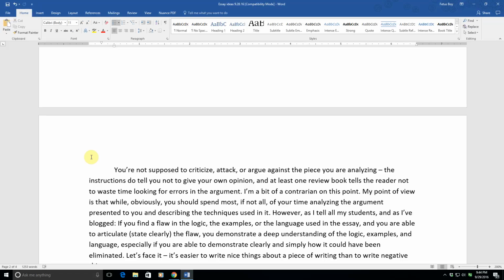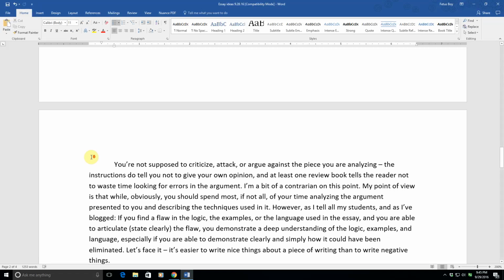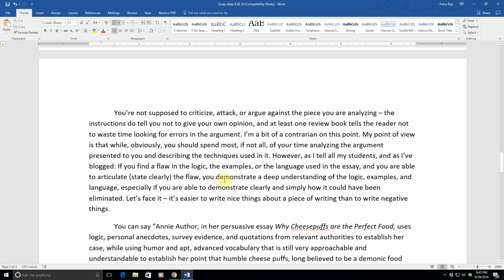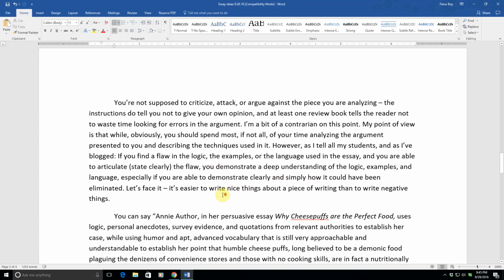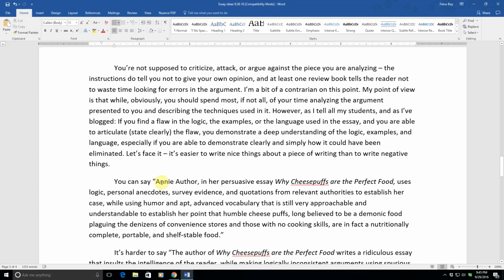And if you can say how that could have been eliminated, that is a great way to establish that there is a problem and that not only do you understand it well enough to analyze it, you understand it well enough to briefly say there is a flaw and this should be fixed. And the reason is, let's face it, it's easier to write nice things about a piece of writing than to write negative things.